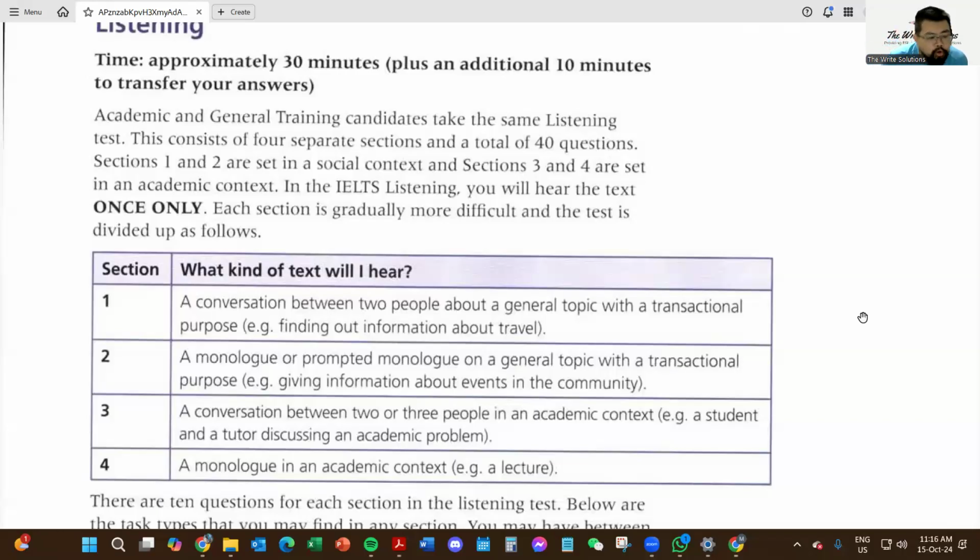Now, section 3 and 4 will be academic, and it's going to be harder. A conversation between 2 or 3 people in an academic context. For example, a student and a tutor discussing an academic problem. Now, number 4 is going to be the hardest. It's going to be a monologue in an academic context, for example, a lecture. Now, if you're doing a TOEFL test, there are a lot of lectures, okay? But we'll do that after we've completed our series of IELTS.